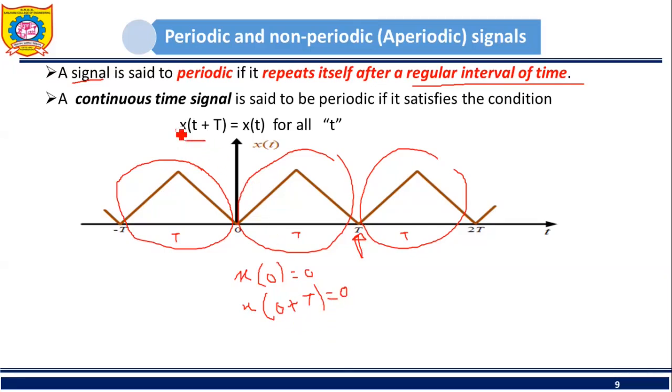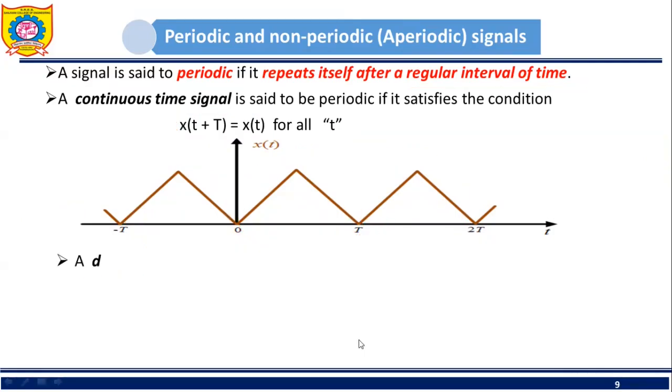So whether this condition is getting satisfied, x of t plus capital T. Here what is small t? 0. So x of 0 plus capital T, whether it is equal to x of small t. Yes, this condition is getting satisfied for t equal to 0. Similarly, you can verify that this condition will get satisfied for all values of t for this particular signal. So that's why this continuous time signal can be considered as periodic.